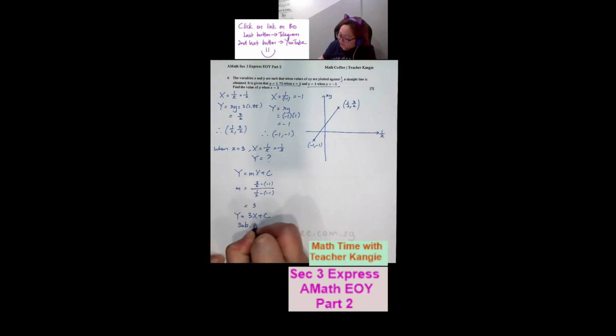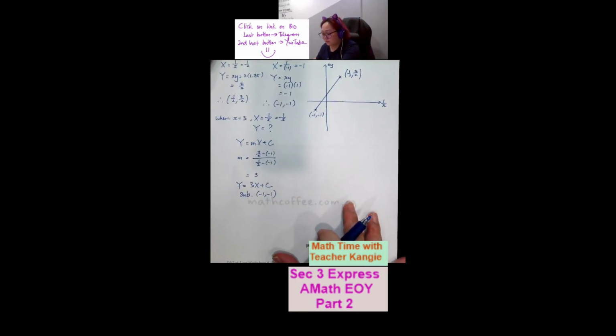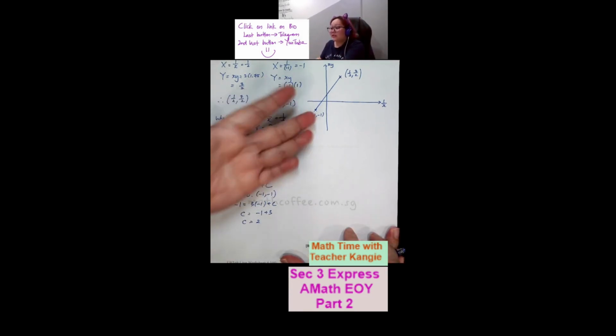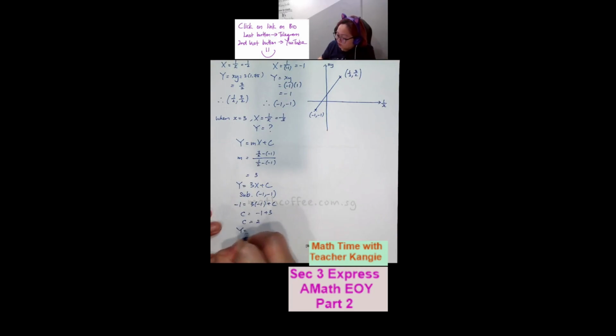So now we substitute negative 1 and negative 1. So y is negative 1, equals 3 times negative 1 plus c. c is minus 1 plus 3, so my c is 2. So the equation of this line now is y equals 3x plus 2.